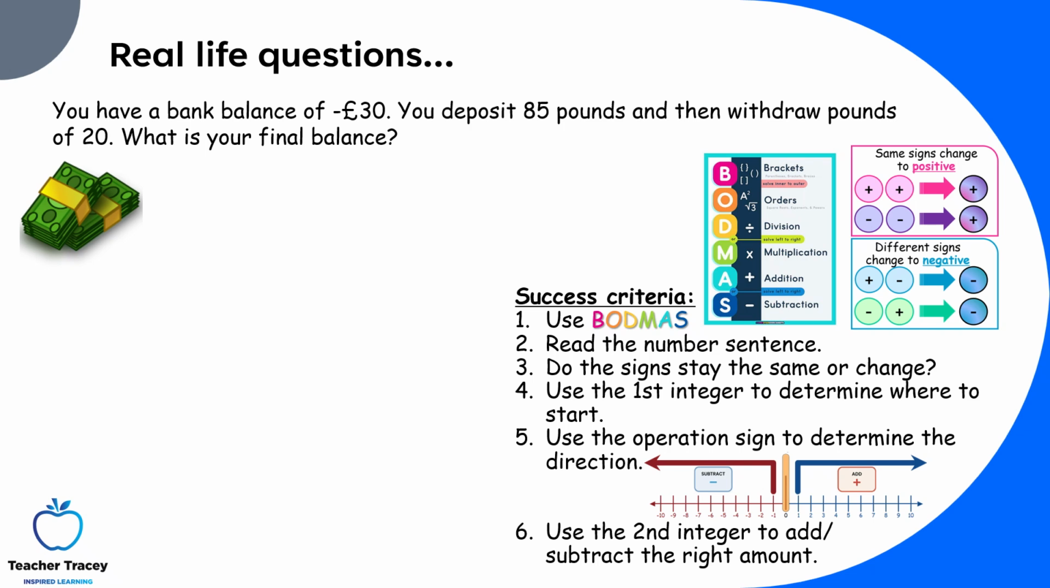So we have a number sentence of -30 to begin with, and then your deposit of 85 pounds, which is a plus 85 pounds, and then withdrawal of 20 pounds, which is -20. So the number sentence is -30 plus 85 minus 20. Now we're going to do something a little bit different by using a drawn number line rather than a given one. And BODMAS tells us to start with addition, so we're going to begin with the beginning.